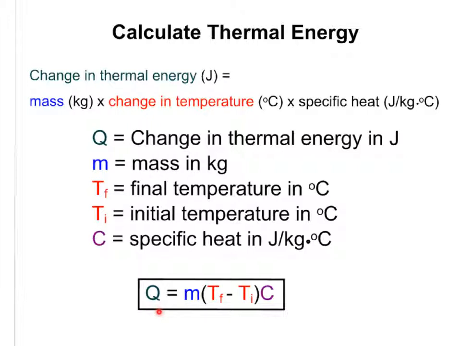Q represents change in thermal energy. And anytime we have a change in energy, it's going to be in joules. So Q is in units of joules. M, little m, is always mass in kilograms. Capital T always represents temperature, as opposed to lowercase t for time. So we have temperature final, little f means final, so final temperature minus initial temperature. And that temperature is measured in degrees Celsius, the change in degrees Celsius. And capital C represents specific heat, and it's measured in these units here, joules per kilogram degrees Celsius.